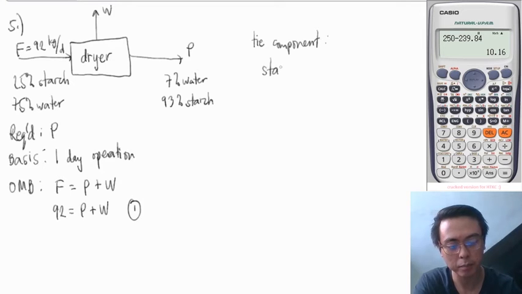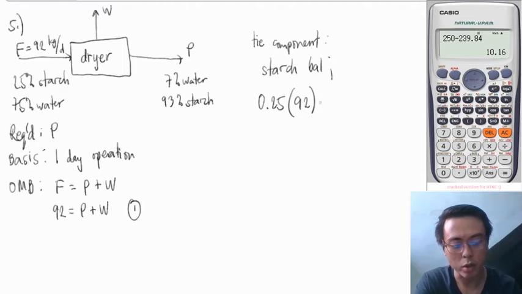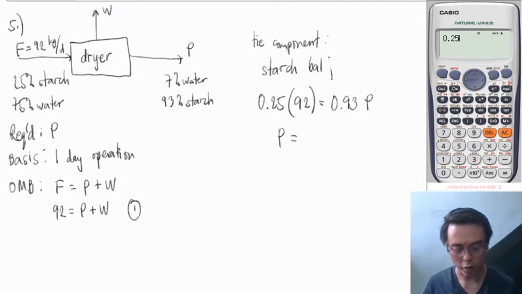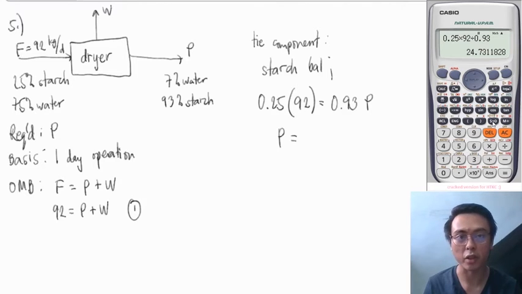Starch balance. What do we have? 0.25 of F, which is 92, is equal to 0.93 of P. Solving for P, we have 0.25 times 92 divided by 0.93. So here's our answer. How many significant figures? We need 2 significant figures, so that is 25 kilograms per day.